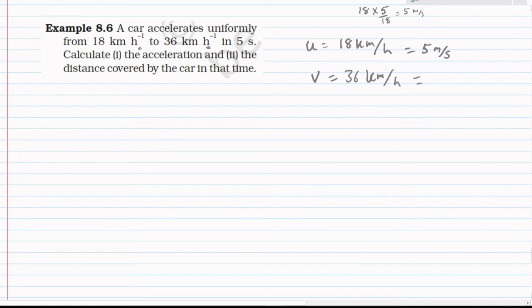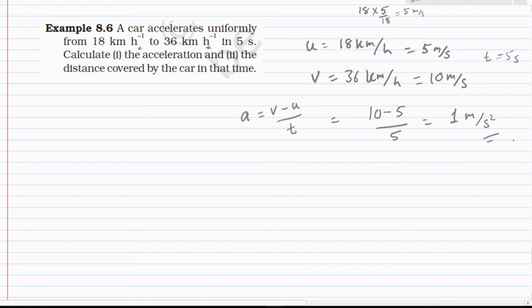Using the same thing, I'll get it as 10 meters per second. Now, they're asking the acceleration. Don't we know the old formula? It's nothing but a equals (v minus u) by t. They've given the t also. Let us just write it down. So just put it over here and you're good to go. 10 minus 5 divided by 5, that is 5 by 5, that is 1 meters per second square.